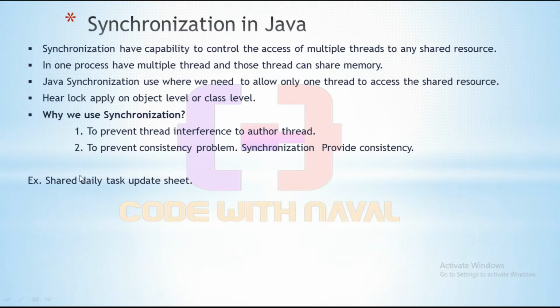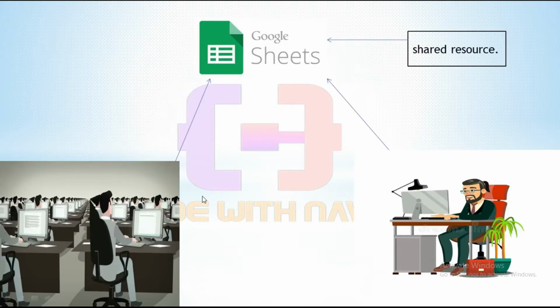Here you can see an example, a shared daily task update sheet. In this diagram, this one is a Google Sheet and this one is an employee. Let's consider a development team with 10 developers. Each developer needs to update their daily task in this sheet every evening.